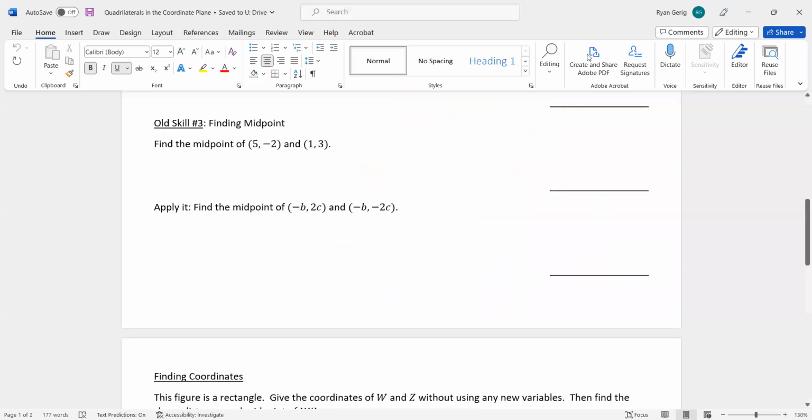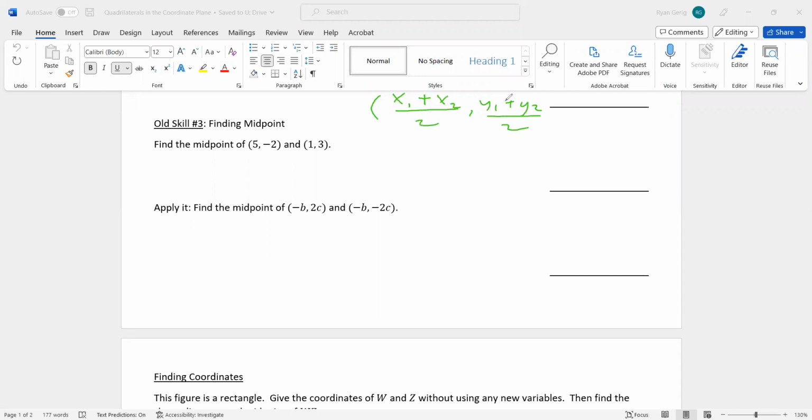Old skill number 3, this one's a little bit easier than the previous one, is midpoint. So with midpoint, the formula was (x1 plus x2) divided by 2, (y1 plus y2) divided by 2. So basically you're taking the x's, adding them, and dividing by 2, finding the average. Then you do the same thing with the y's.